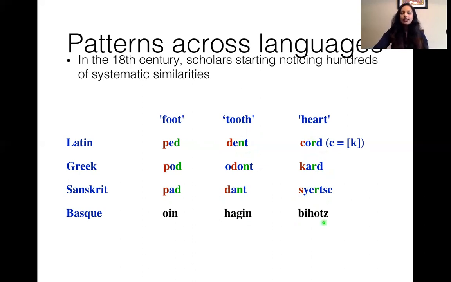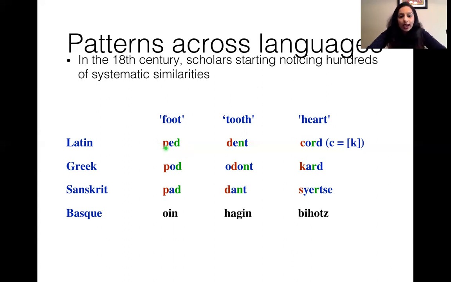Now, what can you tell me about the word for foot in Latin, Greek, and Sanskrit? Now, if you can see, and I'm going to use terminology from Linguistics 315. If you're still unfamiliar with this terminology, please make it a point to review your material from phonetics, phonology, and morphology from 315. So this is a CVC syllable structure. You have a consonant, a vowel, and then another consonant. So it's an onset, a nucleus, and a coda construction.